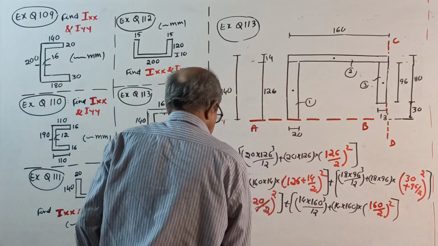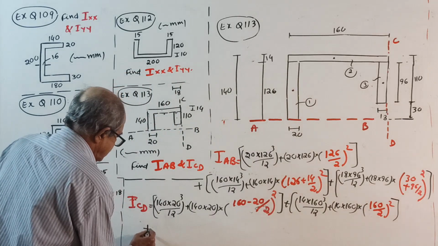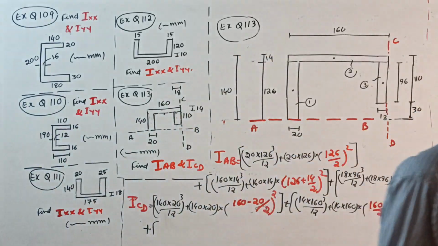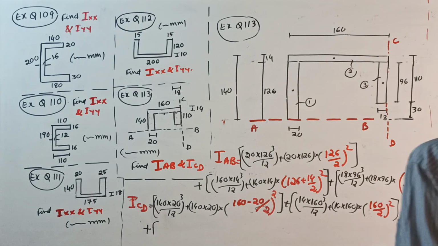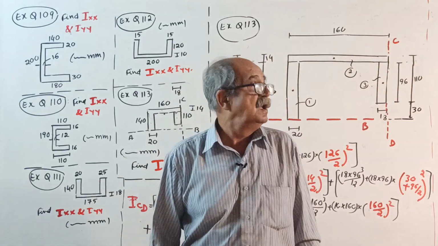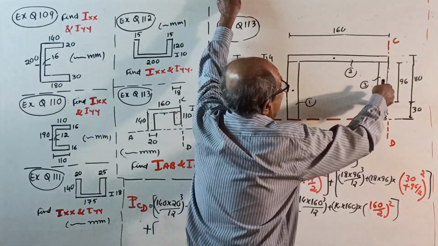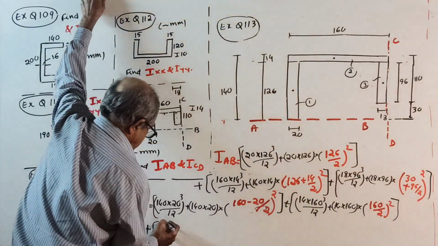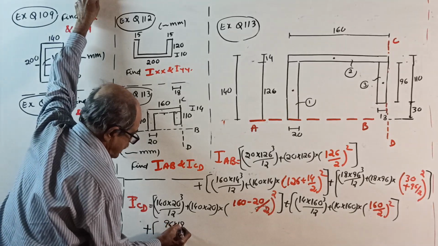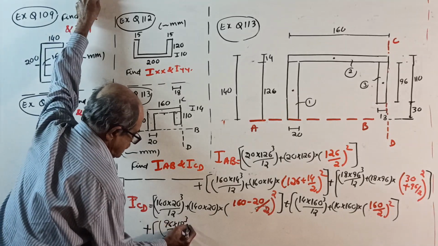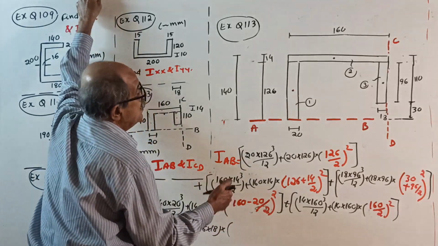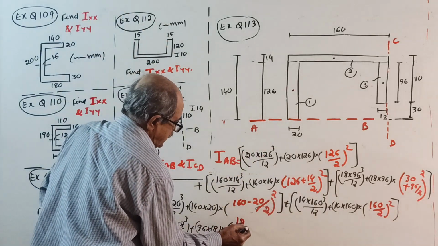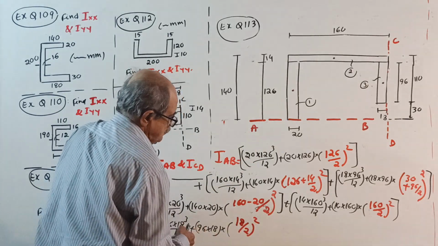Now the last one. I think space is okay. I can use this one. Let me just check once. Oh, more than sufficient. I can complete. Plus, the last one, this one. I about CD you want. 96 into 18 cubed by 12, plus 96 into 18 is the area, into 18 by 2, whole squared. That's all. Calculate the answer.